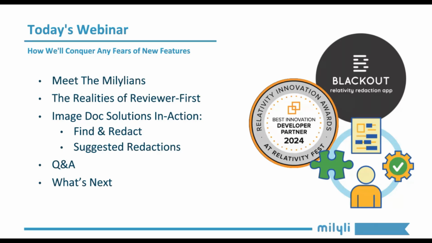Now, let's begin by going through our agenda. First, I'm going to share some information about our customer advocacy team, not just Trent and I who are presenting today, and then we'll talk about what we mean when we say reviewer first. From there, I'll turn it over to Trent, who will give us a live demo of Find and Redact and suggested redactions. After that, we'll have a Q&A where you can ask us questions, and we'll try to answer as many as we can. After the call today, we'll send out the webinar recording along with the slides, which will include some additional resources that you won't necessarily see up on your screens today.